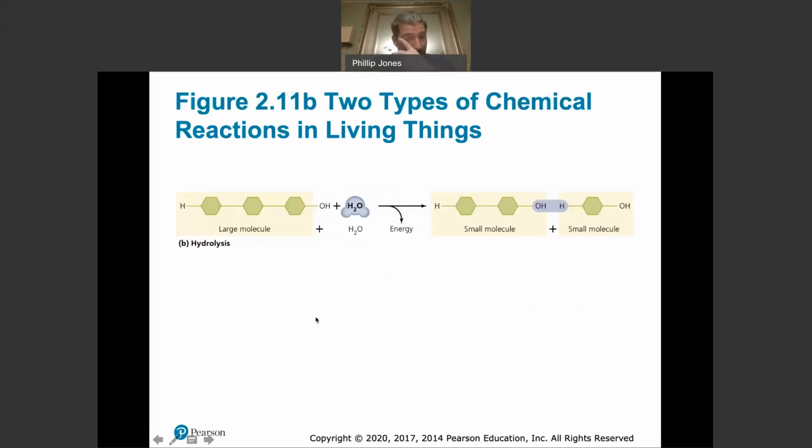So we have a very large molecule. I'm going to add some water to it. Water is going to cleave or lyse it. All right, so I lose the water, but it gives off energy, and we break it apart. So we break this bond. OH goes on one, hydrogen goes on the other.